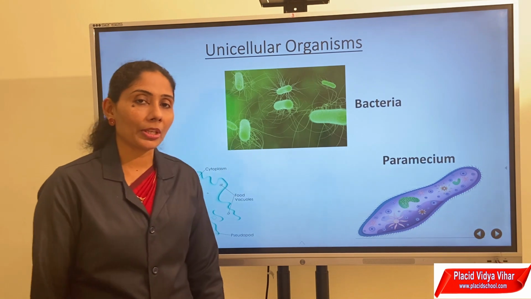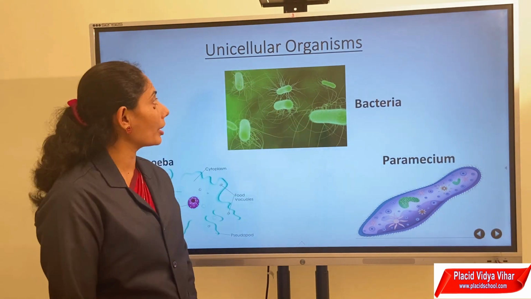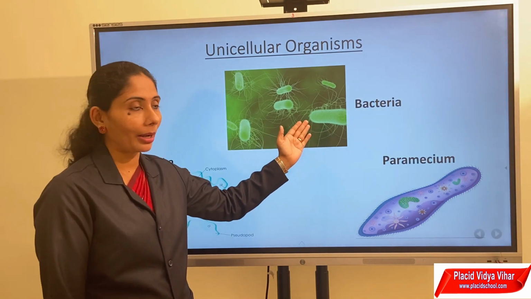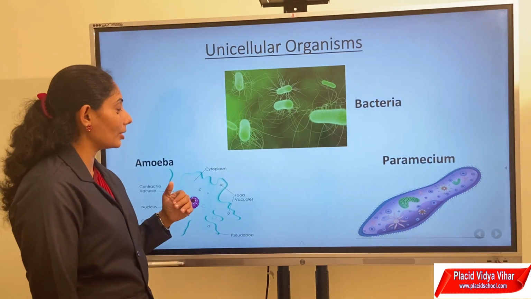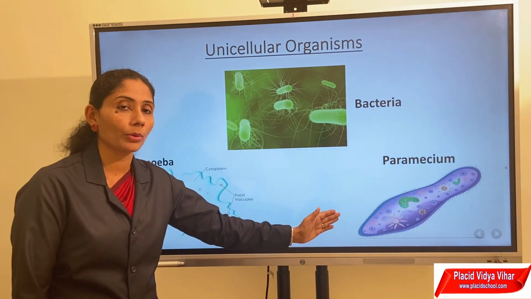So let us see their pictures. Let us see some of the examples of unicellular organisms. Here you have bacteria. Under which kingdom are they going to come? They come under Monera. So they are bacteria, unicellular organisms.